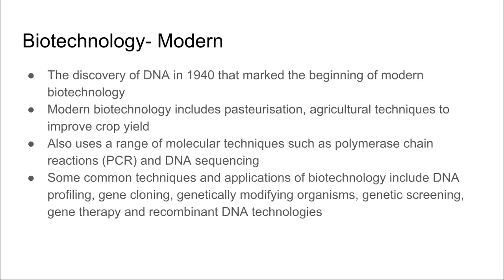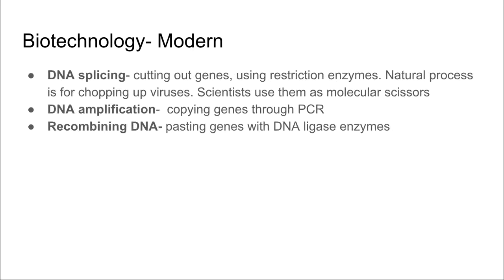and these were built on manipulating biological processes for the use of humans. In modern times, biotechnology has improved greatly since the discovery of DNA in 1940, and this is when we say modern biotechnology started. Modern biotechnology includes pasteurization and agricultural techniques, and these all improve crop yield. It also includes molecular techniques such as PCR and DNA sequencing, and we can use these for DNA profiling, gene cloning, creating genetically modified organisms, gene therapy, and then recombinant DNA, which we'll look at in some future videos.